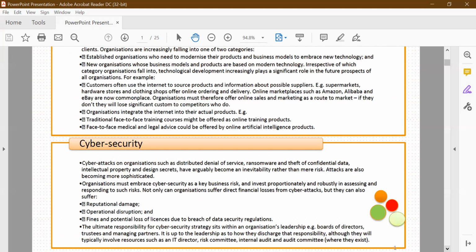The ultimate responsibility for cybersecurity strategy lies with the organization's leadership. It must come from the top. So the board of directors, the trustees, and the managing partners. That's where the ultimate responsibility for the cybersecurity strategy lies.